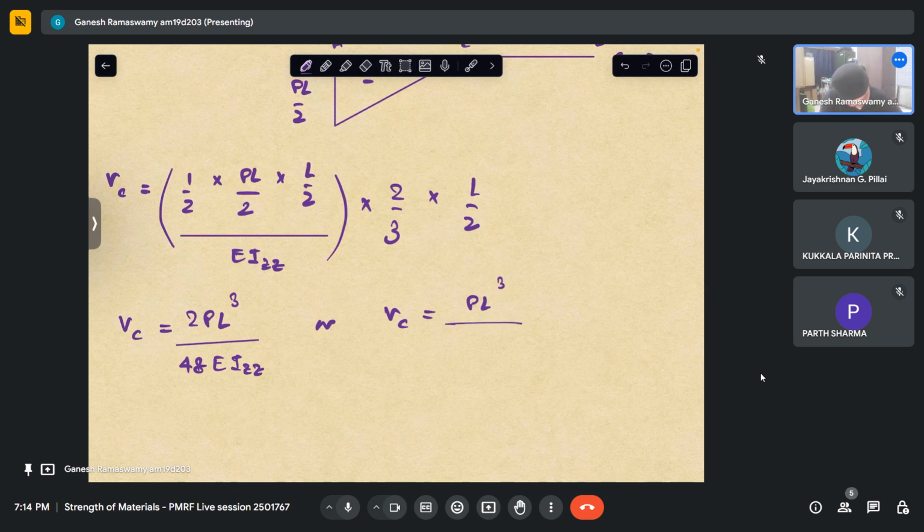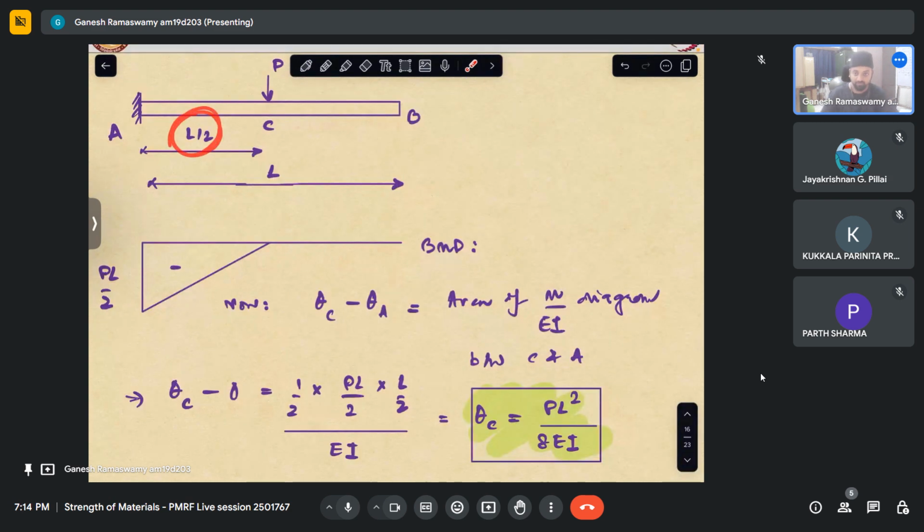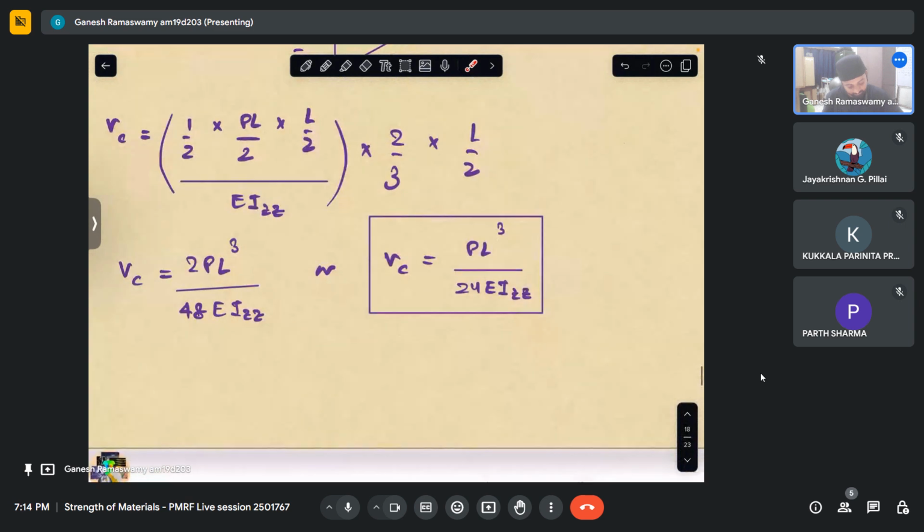So VC is PL cube by 24 EI. So for our normal cantilever, we know the very famous expression PL cube by 3 EI. So if I were to plug in half, half cubed is 1 by 8, by 3 is 1 by 24. So which comes out to be correct. So this is just a cross check for us to do.